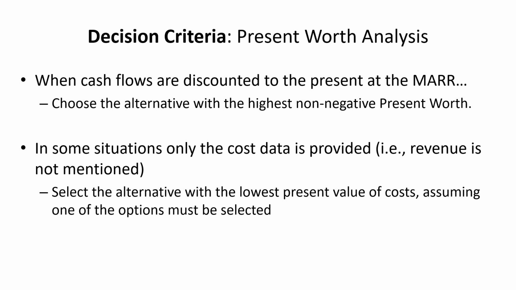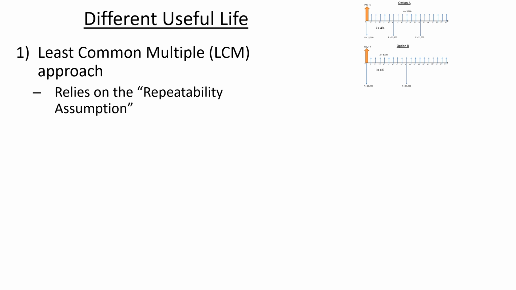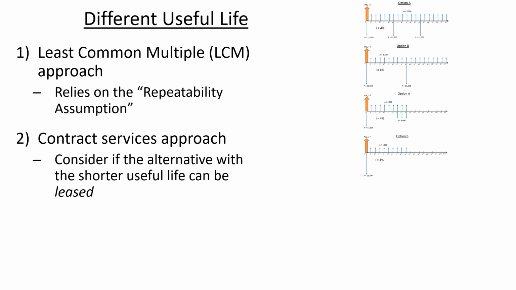And remember that in present worth analysis, if we have alternatives that have different useful lives, then there are 3 techniques we've talked about in order to make them cover the same study period. One approach is the least common multiple approach, which is where you cycle the options to terminate them over the same time horizon. Contract services is where you lengthen the cash flow diagram that's shorter by leasing some sort of substitute or replacement equipment for the intervening years to get you through the rest of the study period.